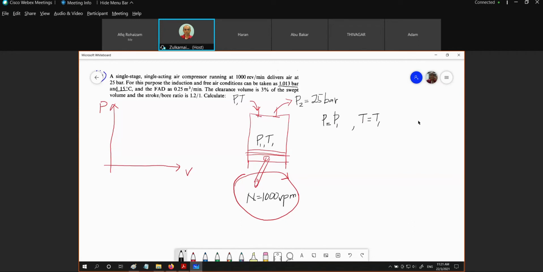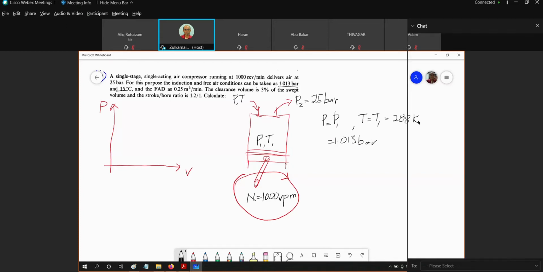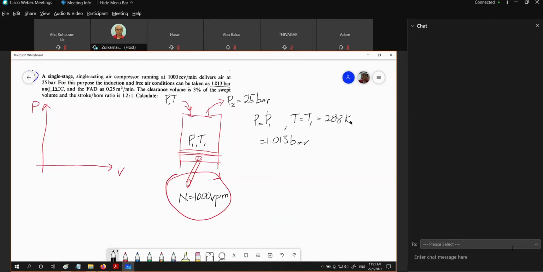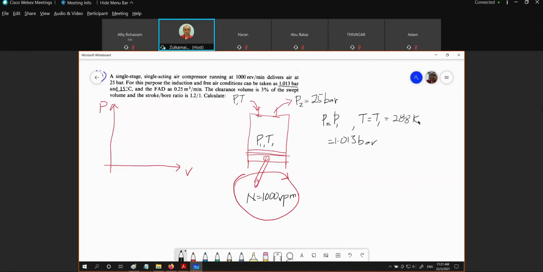This is the free air condition, this is the induction condition. And this is equal to 1.013 bar, and the temperature is 288 Kelvin. And the FAD, I should put right here, measured at P1 and T1.